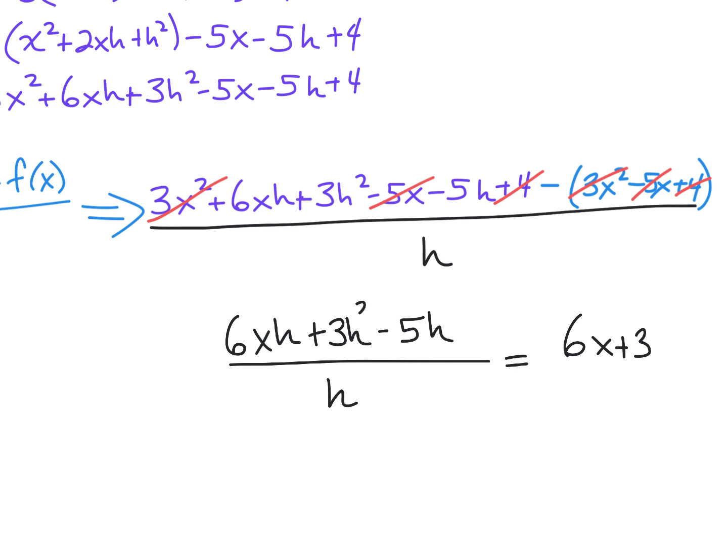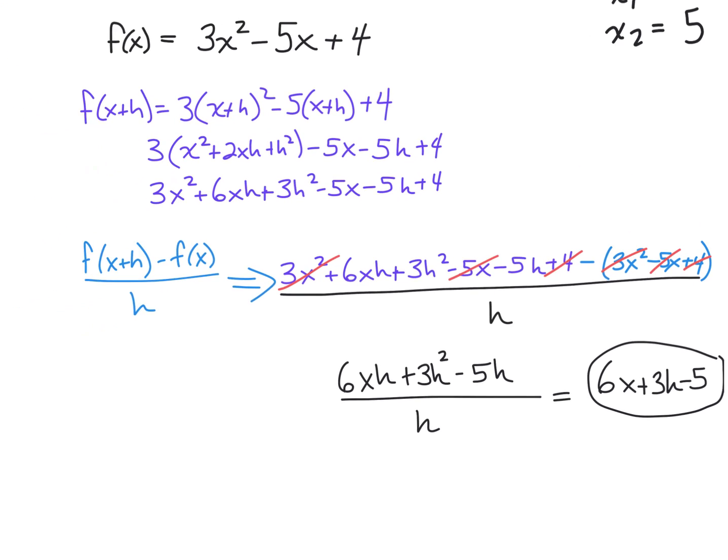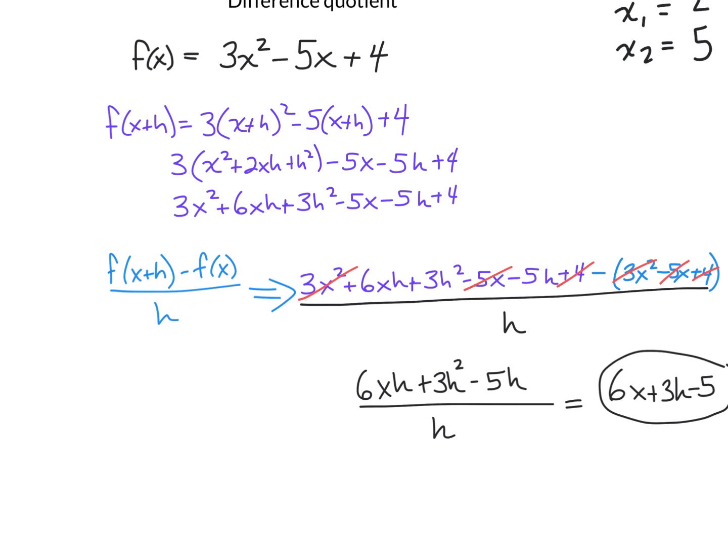This 3h should be squared. So I'll have 3h minus 5. So what that represents, for this given function, is the slope between some x value and another x value h units away.